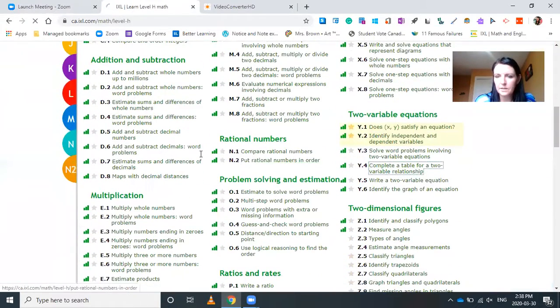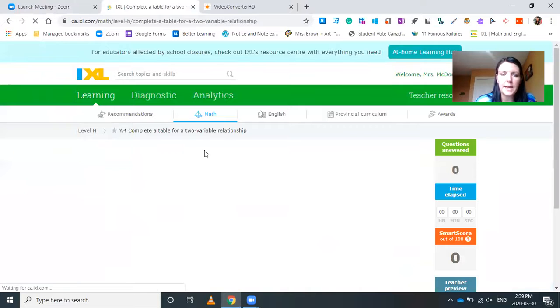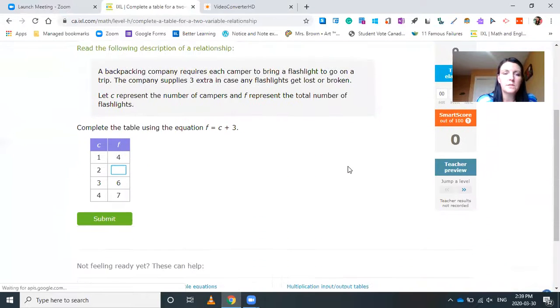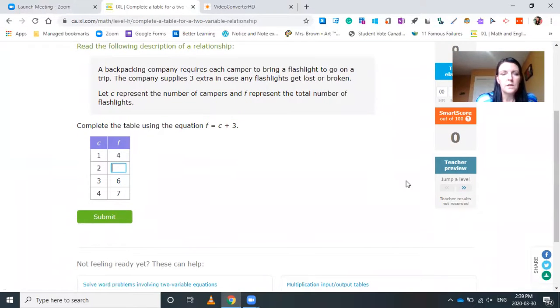Okay. So here we're going to complete a table for a two-variable relationship. So let's read the question together. A backpacking company requires each camper to bring a flashlight to go on a trip. The company supplies 3 extra in case any flashlights get lost or broken. Let C represent the number of campers and F represent the total number of flashlights. Complete the table using the equation F is equal to C plus 3. So, it gives us a table here that we need to complete.